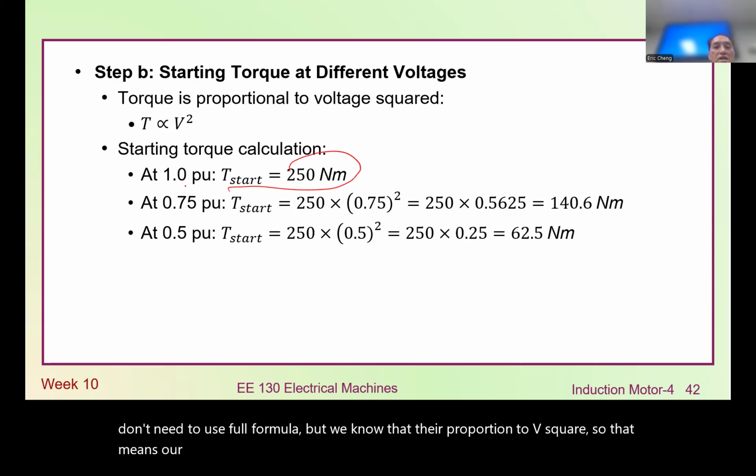So for other PU values, because we know that they're proportional to V square, you can therefore get their starting torque using a proportional manner. So that means you can see whether that starting torque will be good enough for those applications.